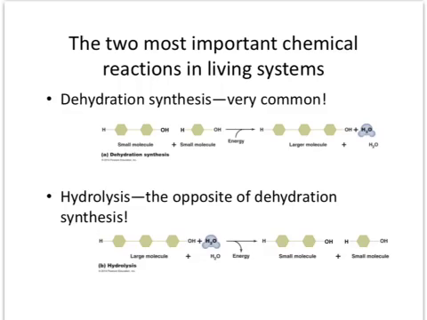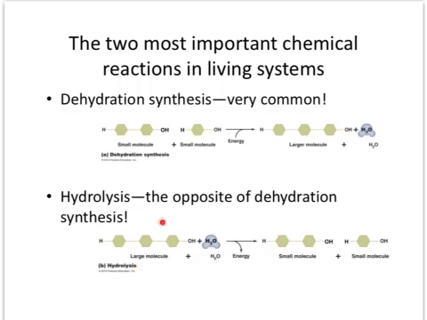A specific example of a dehydration synthesis reaction is where two molecules, such as two amino acids, are brought together in order to form a protein molecule. And dehydration synthesis is very, very common in biological pathways. The opposite of a dehydration synthesis reaction is the process of hydrolysis.